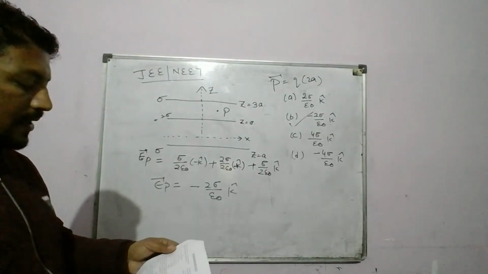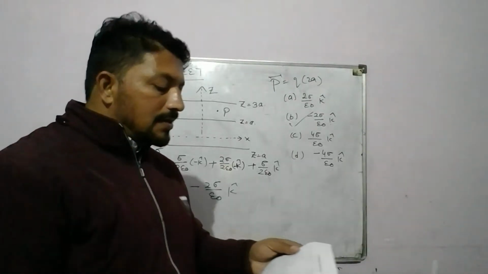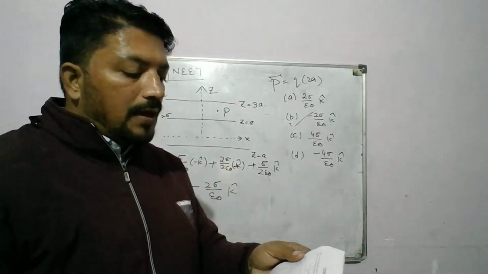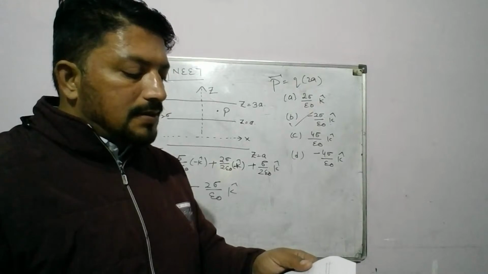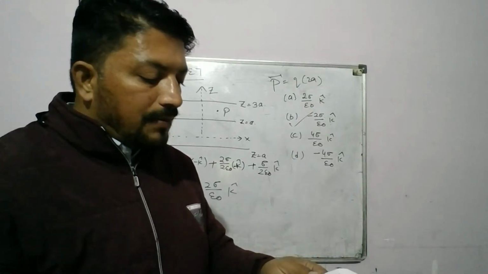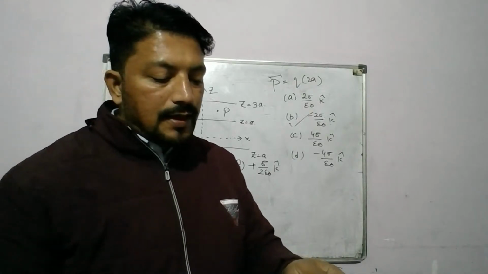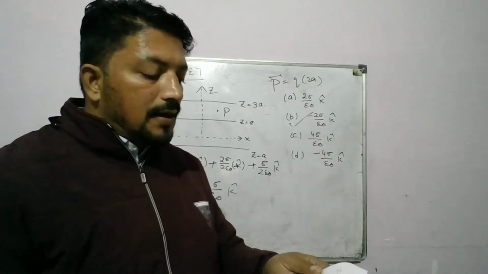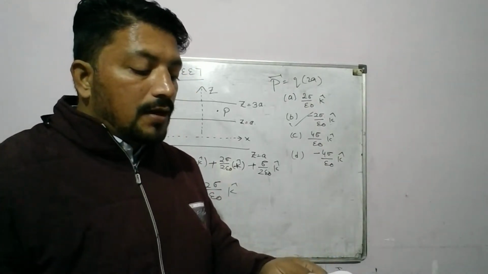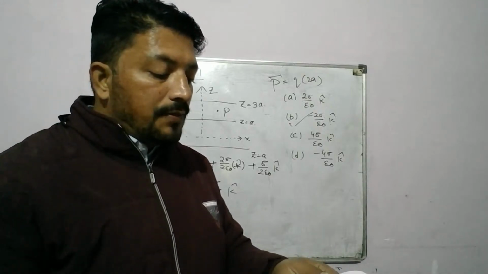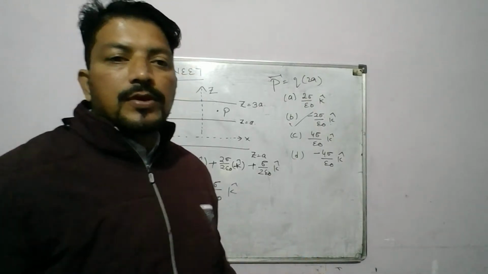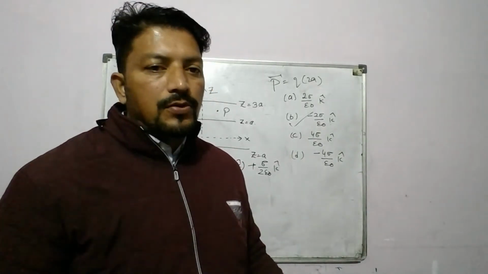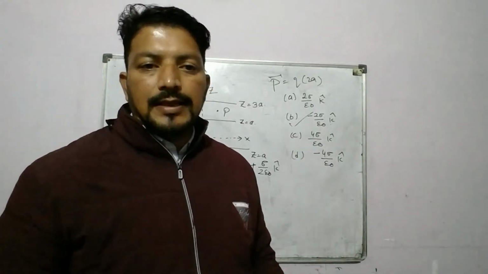But the question asks: an electric dipole consists of two equal and opposite charges, each of magnitude 1.0 microcoulomb, separated by a distance of 2.0 centimeter. The dipole is placed in an external electric field of 10 raised to power 5 Newton per coulomb. Find the maximum torque on the dipole. So you know the formula: torque is equal to 2a qE sine theta.